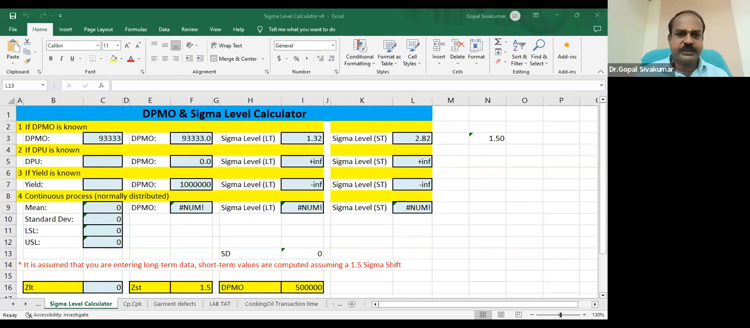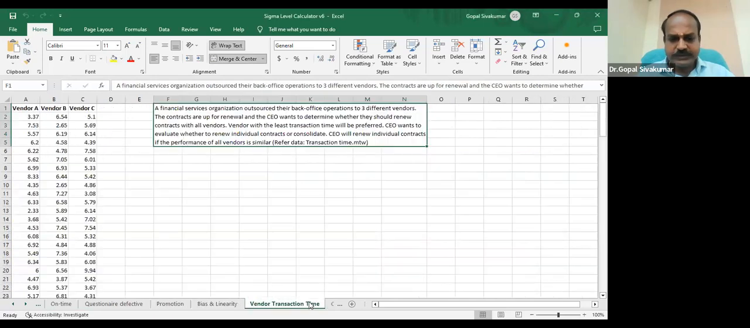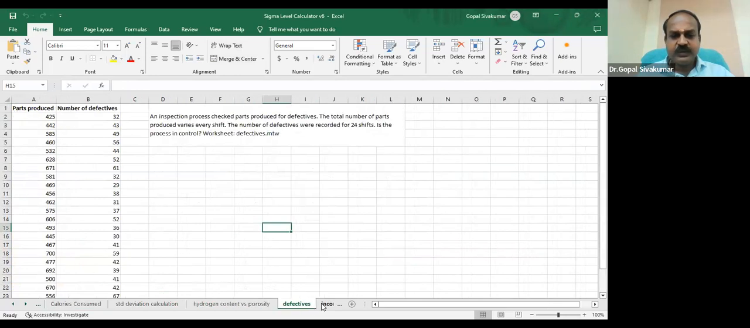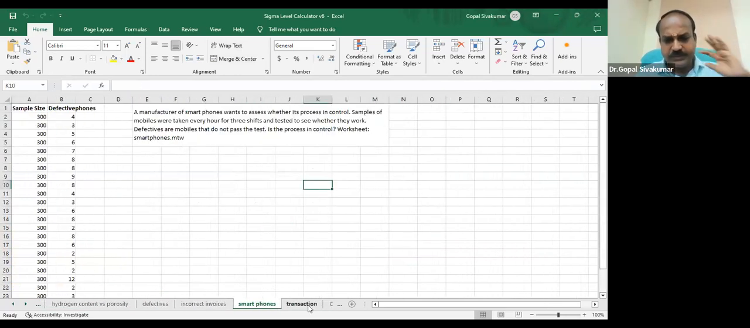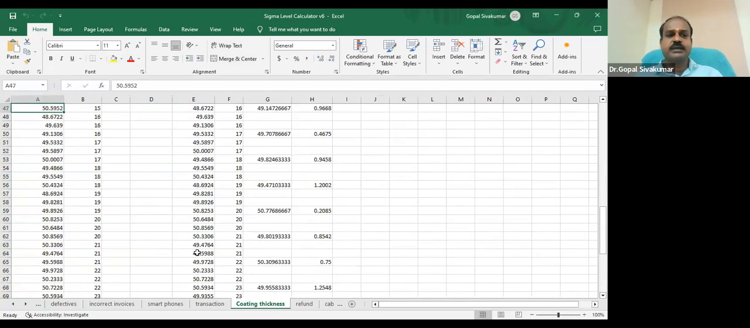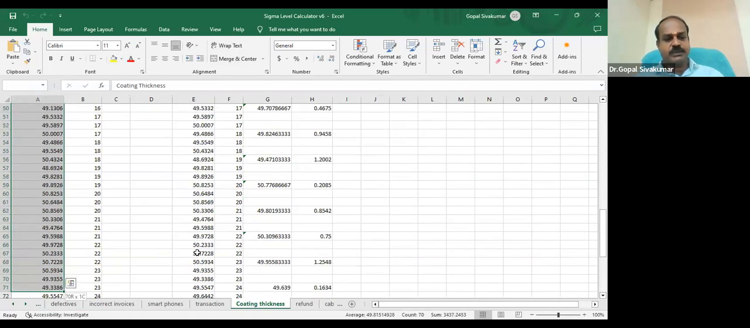Now, let me show you how you can calculate Cp, Cpk as well as Pp, Ppk using Minitab. Same problem. I've shared the Excel file with all of you. I hope all of you have got this Excel with you. I'm looking for the coating thickness. A lot of work I have done in this sheet. Please explore some calculations here. Can you see the coating thickness sheet, the same data that I have used for explaining the concept? Can you see 75 data points?